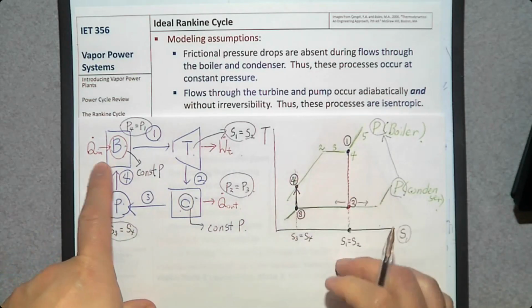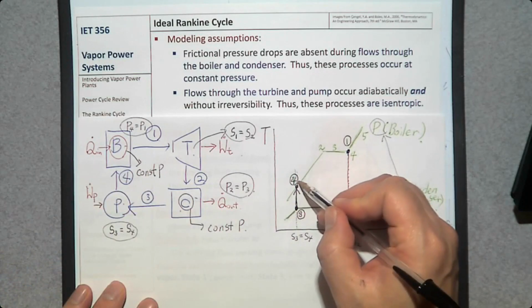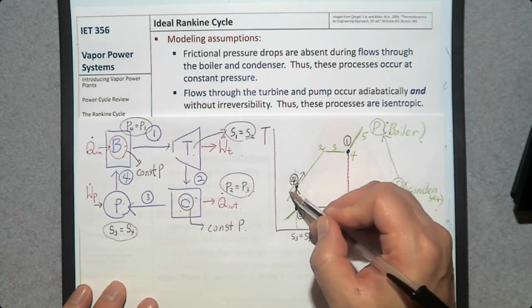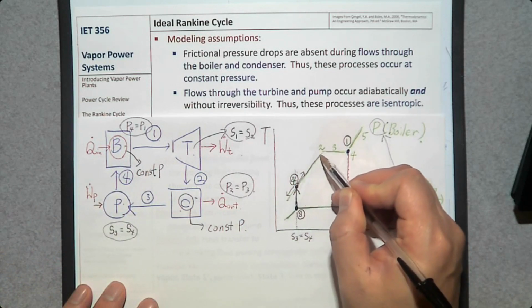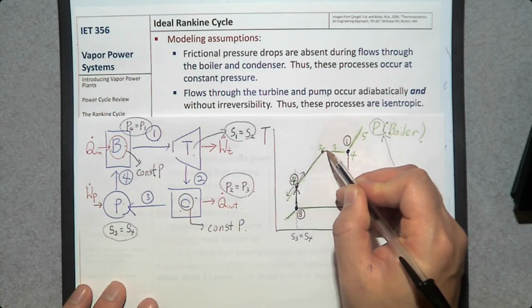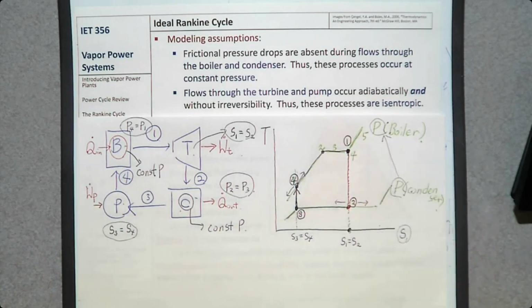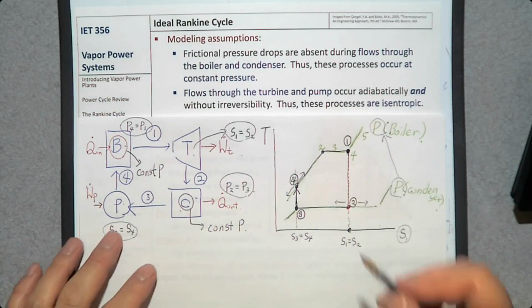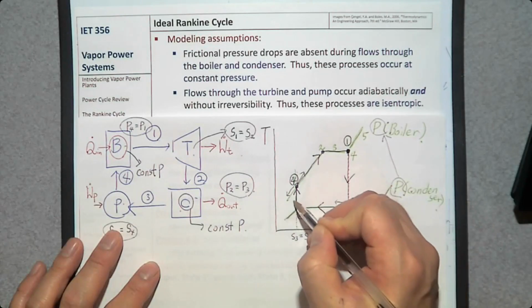Then in the boiler, receiving heat at constant pressure. So it should be on this green line. So receiving heat, not losing heat. To the right, it becomes saturated liquid, saturated mixture, and finally becomes saturated vapor and exits the boiler to enter the turbine. So this is the ideal Rankine cycle.